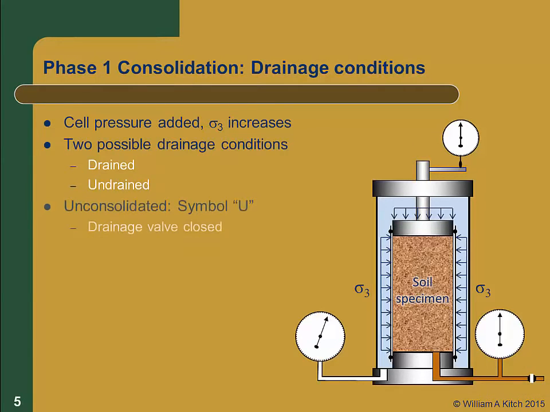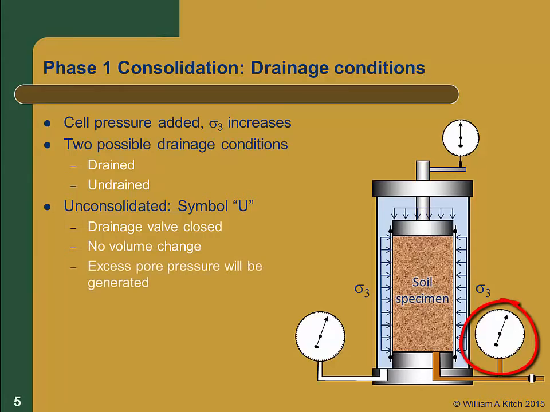If the valve is closed, we call the test unconsolidated and use the letter U to label this phase. Since the specimen is saturated at the start of the consolidation phase, there can be no change in the volume of the specimen when the valve is closed, and excess pore pressures will be generated during this phase.